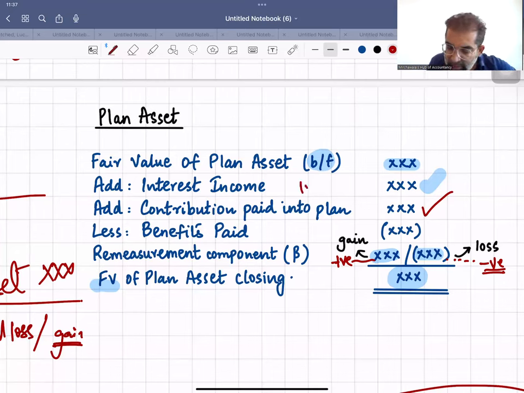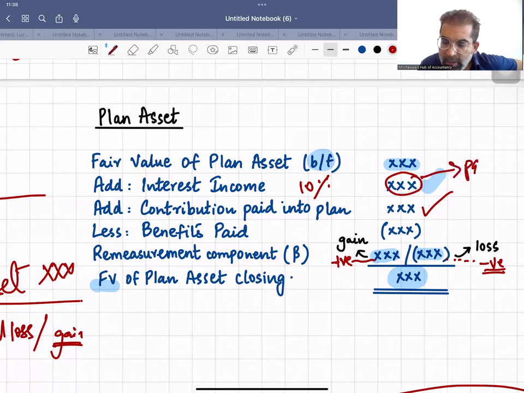In this plan asset, why is this remeasurement component coming? Let me tell you the exact logic. For example, your interest rate is 10%. The international accounting standard allows you to book a fixed amount of interest income and put it in P&L. You have to book it at the same interest rate as you are using for DBO.